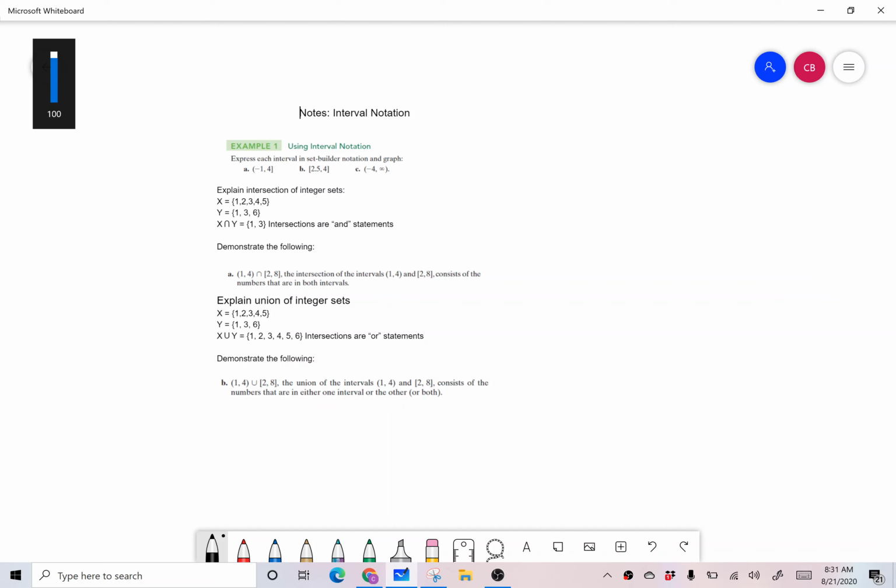Okay, so for the next part, we're going to talk about interval notation. So, interval notation, we're just going to talk about set builder. We're going to look at some examples and see if we can figure out the interval. So, for the first one, set builder, this is just a kind of specific one for part A.